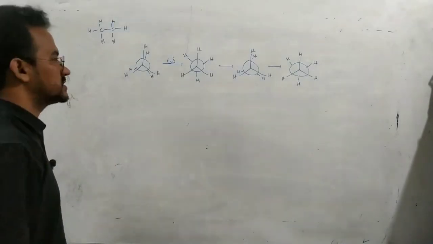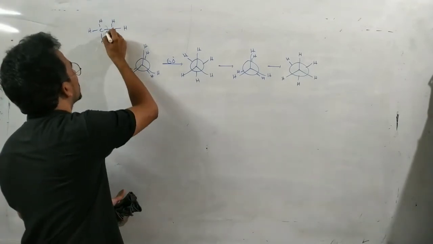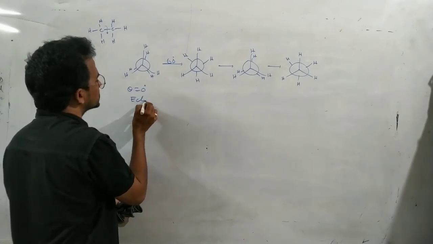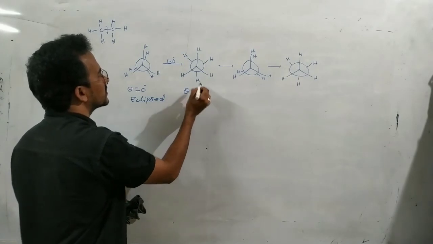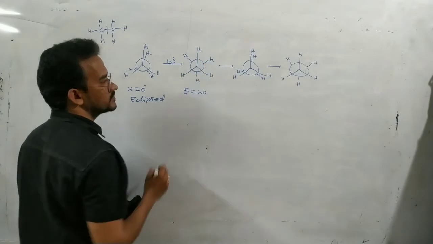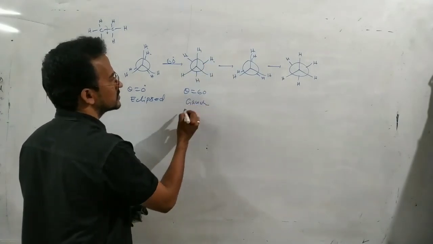Next, let's see the conformations of ethane. Okay, let's see this one, about the carbon-carbon free rotation. Here theta is 0 degrees, the eclipsed conformation. Now here theta is 60 degrees. For suppose here H1, H2. Here theta 60, this is the gauche conformation.